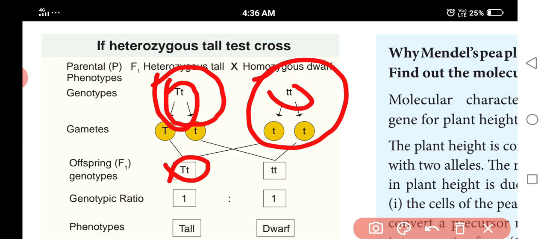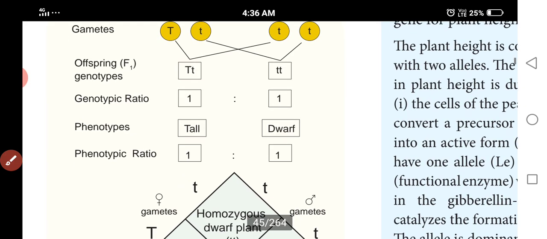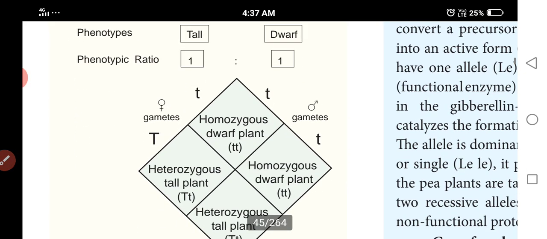So if the cross is made between F1 heterozygous for two factors and the recessive parent, recessive for both factors, it will give the phenotypic ratio of 1:1:1:1. So do you understand? This cross gives a genotypic ratio of 1:1 and a phenotypic ratio of 1:1.